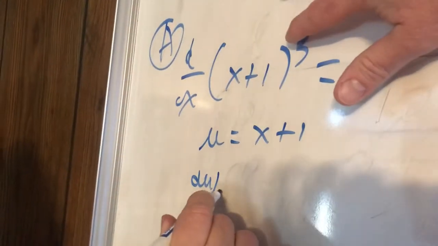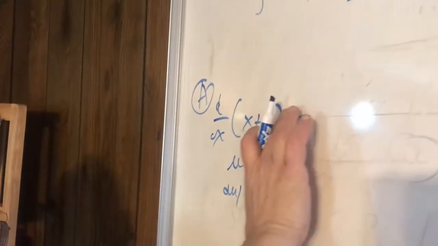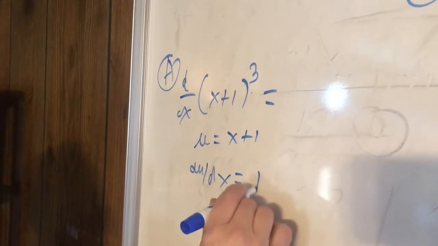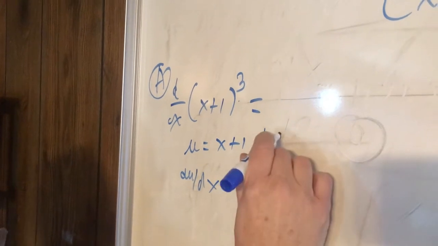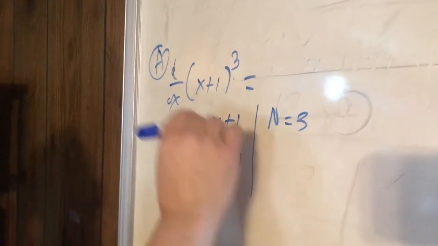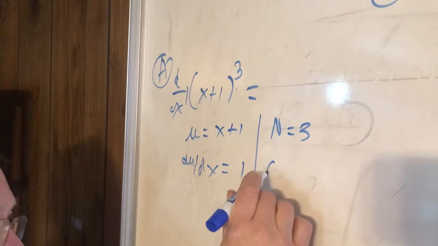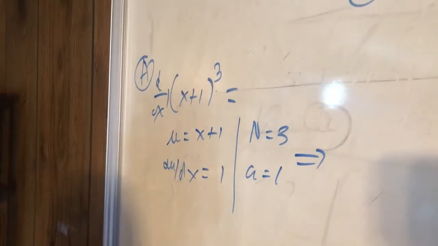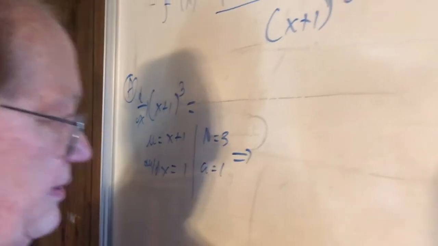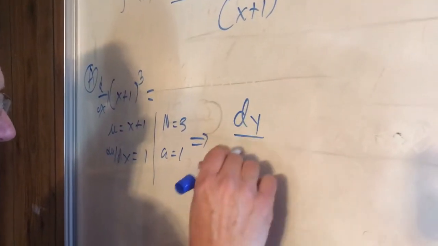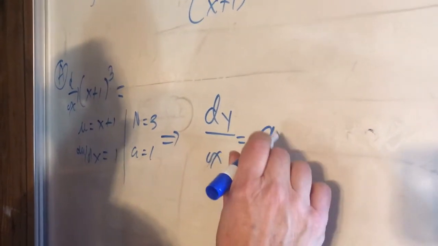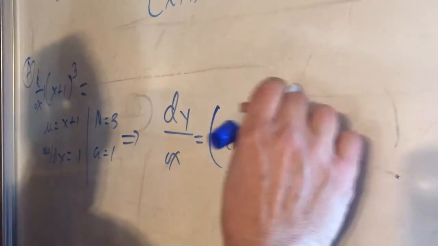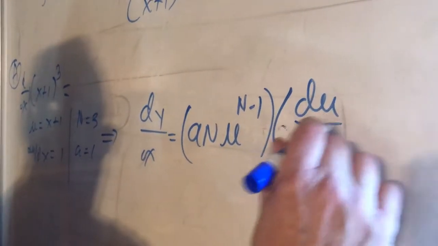du/dx. That looks like a 5. Oh, so this is the third. du/dx equals 1. And the power is 3. And the coefficient a in front of that is 1. And we put that into our chain rule machine, which says that dy/dx is a n u to the n minus 1 times du/dx.